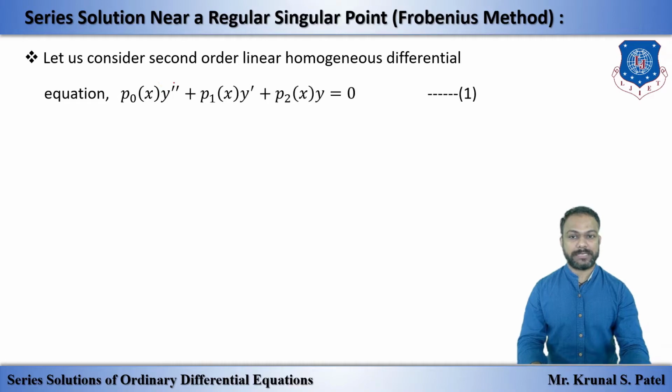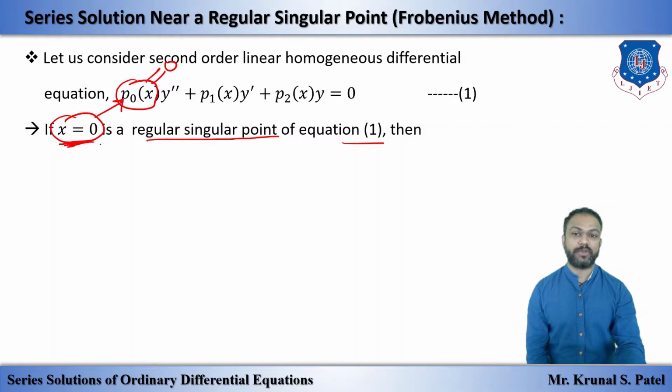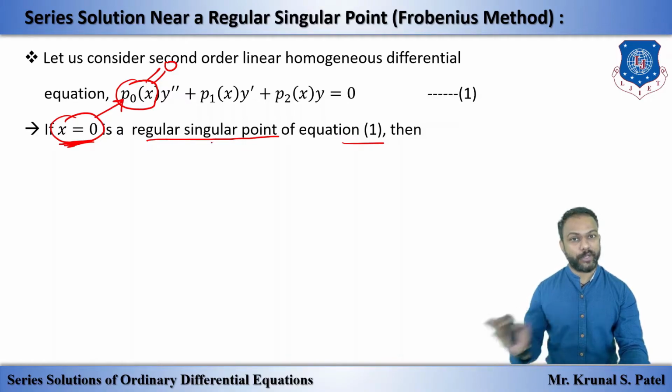Okay, so let us consider the second order homogeneous linear differential equation. This is equation number 1. If x equal to 0 is a regular singular point of equation 1, and as I told, how can we decide this is our regular singular point? In the coefficient of y double dash, we put x equal to 0, and if this becomes 0, then we can say that x equal to 0 is a regular singular point. This is my shortcut. Do not apply this for other singularity points.